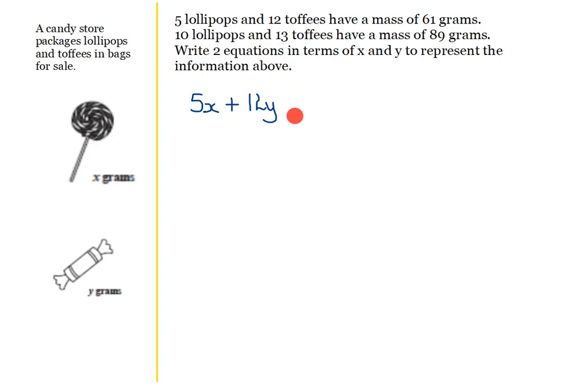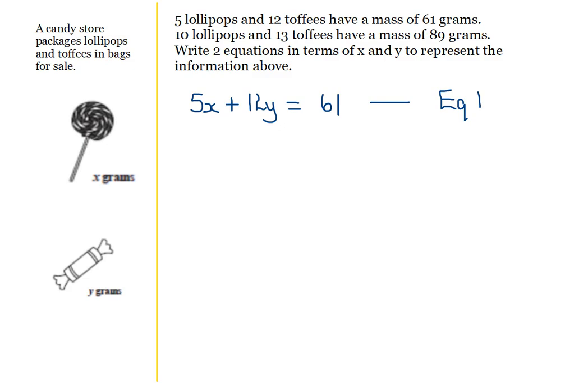And the total mass of all the items in the first bag is equal to 61, because they told us that the mass of the first bag is 61 grams, right? With the 5 lollipops and 12 toffees, 61 grams. So our first equation, we're going to label it one. This is our first equation: 5x plus 12y is equal to 61.